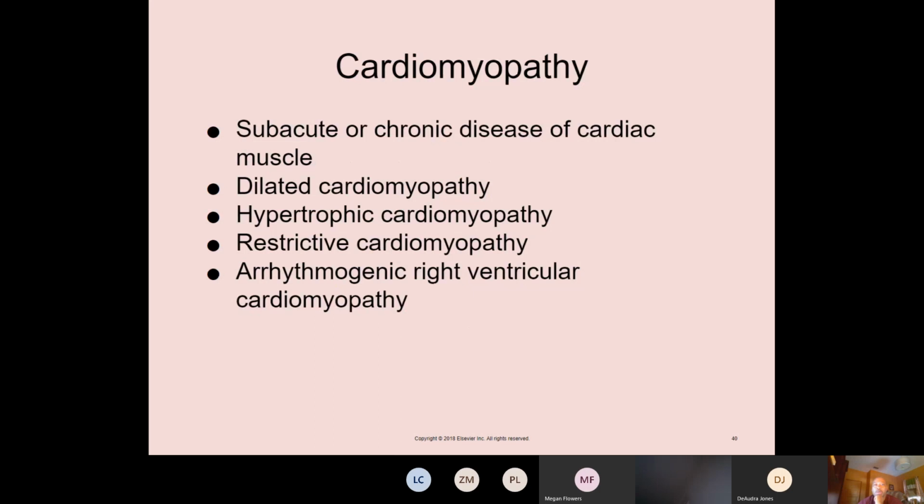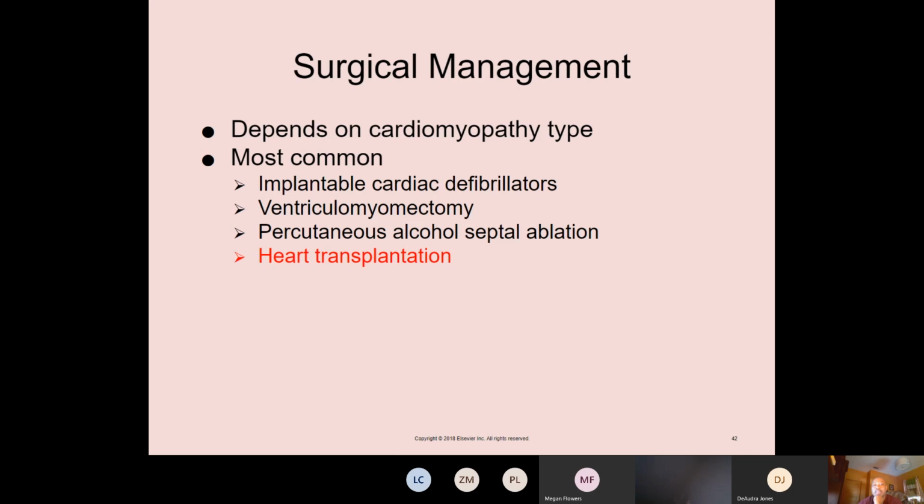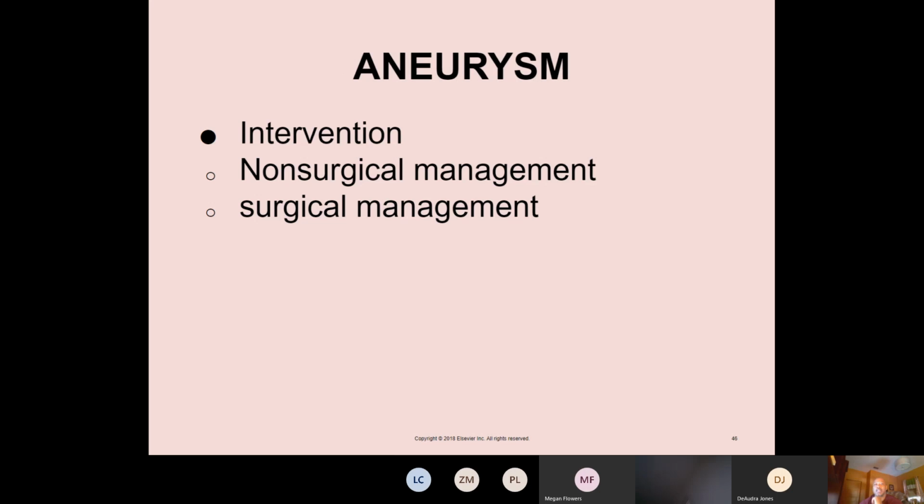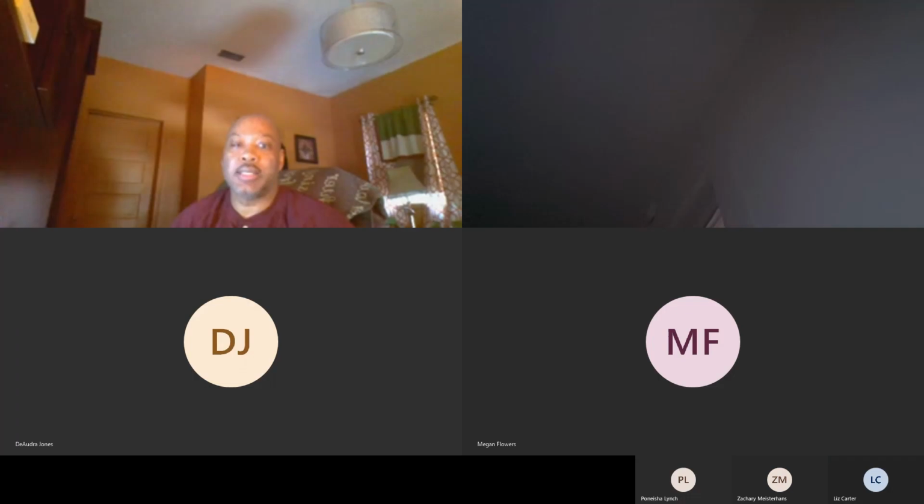Your cardiomyopathy is another topic we would have discussed in class. So listen to that as well. The treatments, surgical management, and also Raynaud's phenomenon. Listen to that as well. Aneurysms, take a look at that.